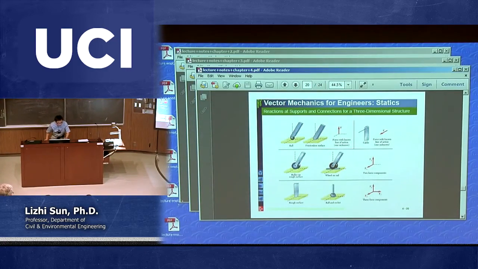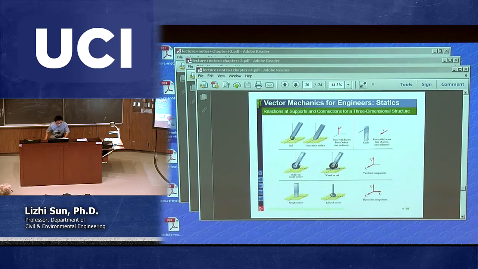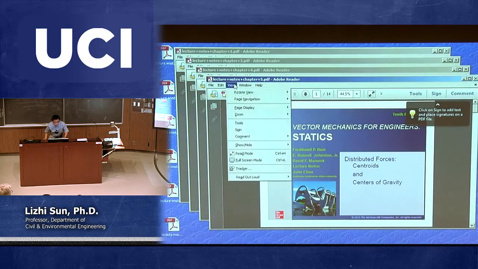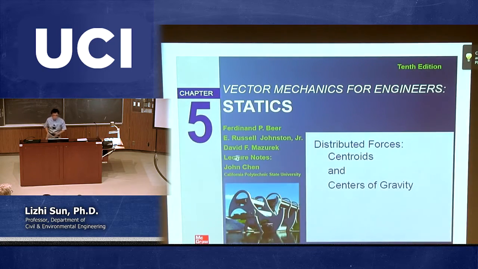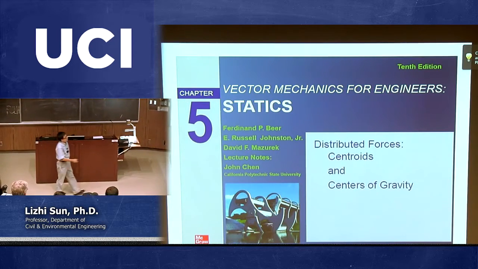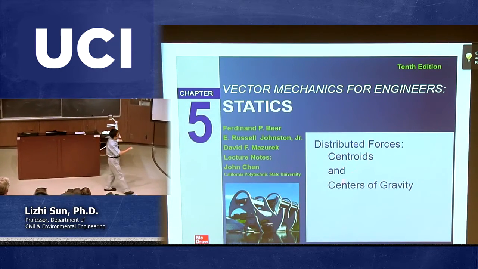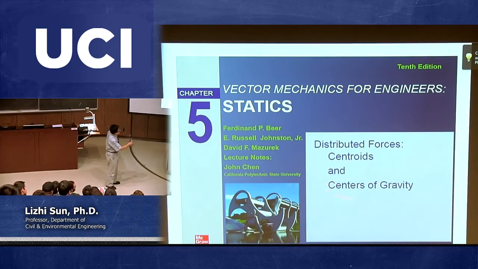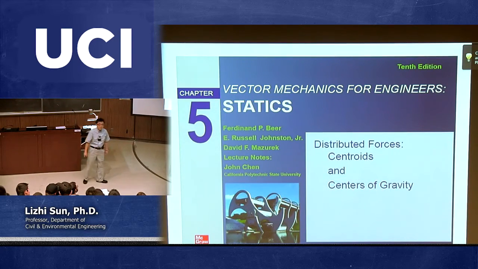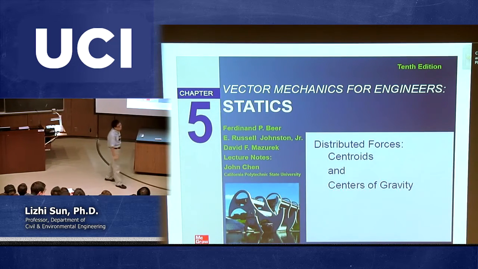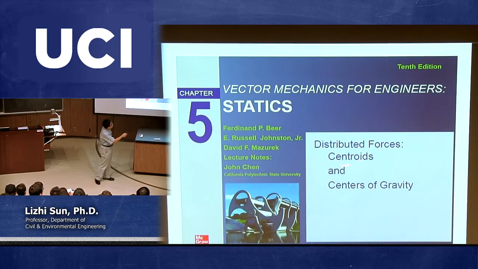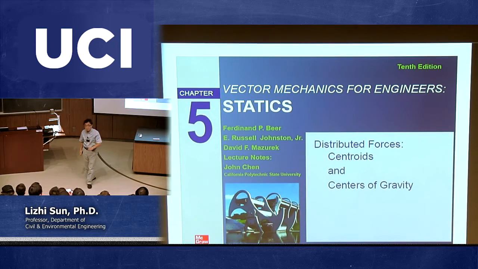Okay, so then next one is chapter 5. So chapter 5 talks about basically 2 concepts, but you can combine those 2 together because the centroid of an area is always equivalent to the center of gravity. Our goal in this chapter is to calculate the center of gravity, but we just need to identify the centroid of that area because that's the same point as the center of gravity.